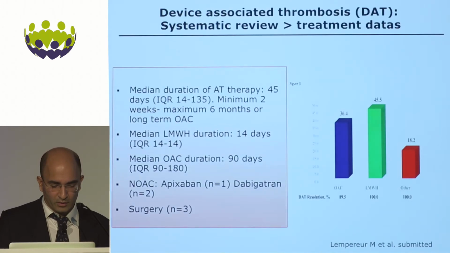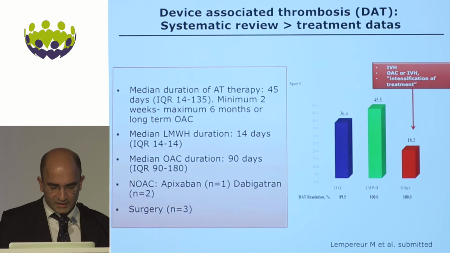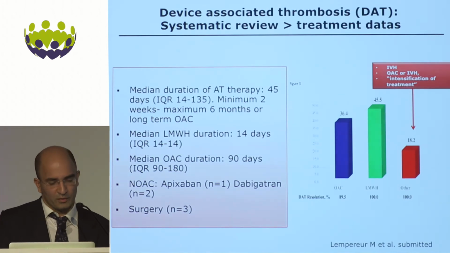Again, if we look at the review of Dr. Lempereur, we see here the distribution of the treatment strategy for this complication, and it was basically 36% of patients were put on oral anticoagulation, mainly warfarin. And 45 patients on low molecular weight heparin, and the other treatment modality in 18% consisted in adding intravenous heparin, a combination of oral anticoagulation and intravenous heparin, or what they called an intensification of treatment, which was targeting a higher INR if the patient was already on warfarin, or putting low molecular weight heparin on top of DAPT.